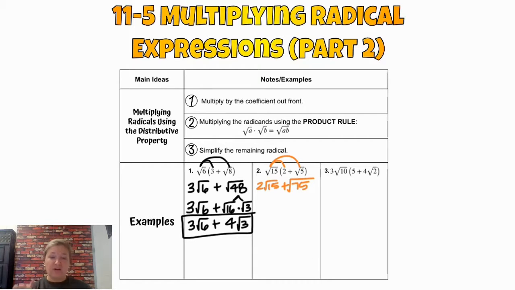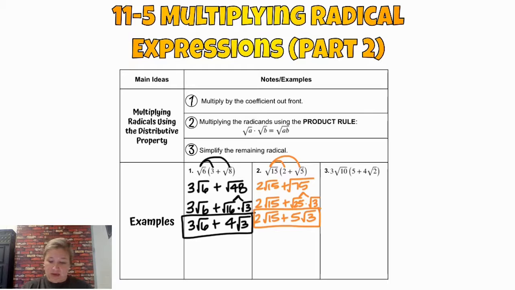So now I'm trying to think of a perfect square that can go into 15. Nope, can't find anything there. But I can find a perfect square that goes into 75. So this is going to say 2 square root of 15 plus the square root of 25 times the square root of 3. And then I would have 2 square root of 15 plus 5 square root of 3. And that's where I'm going to stop because they don't have the same radicand.